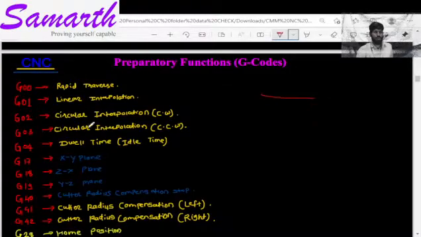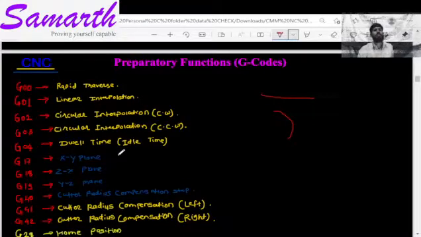G02 and G03 are for circular interpolation. Let us say this is such a type of feature or cutting we want to perform. Then these G02 and G03 will be used. Whether it is clockwise or anti-clockwise depends on the operation, and for that 02 or 03 will be different. G04 is dwell time, idle time. That means at that time the tool should not perform any operation.